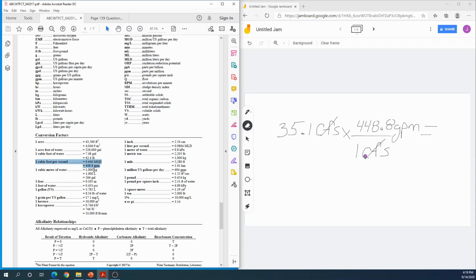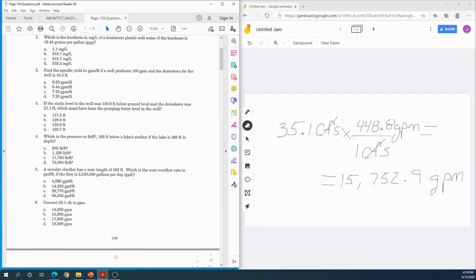CFS cancels, and we get 35.1 times 448.8. That's going to equal 15,752.9 gallons per minute, which takes us to answer B, 15,800 gallons per minute.